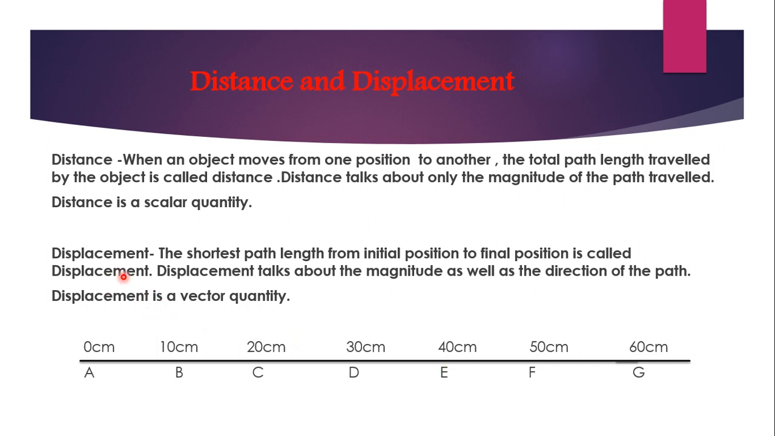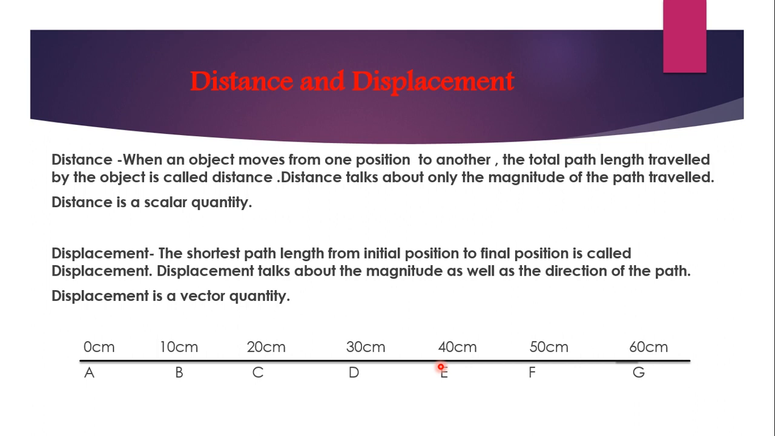But then what is displacement in this motion? When the object travels from position A to G and then comes back to E, the displacement will be only the difference from this position to this position. This is the initial position and this is the final position. So the displacement will be only 40 centimeter. So in this entire motion, the distance covered by the object is 80 centimeter and the displacement is only 40 centimeter. That is the difference between distance and displacement.